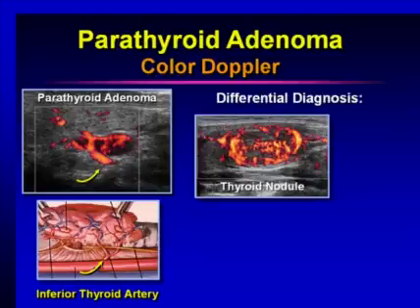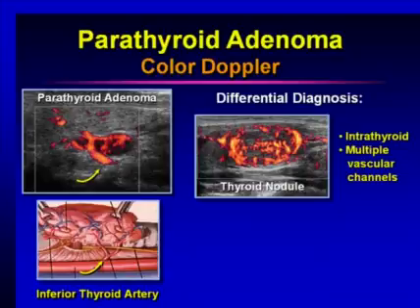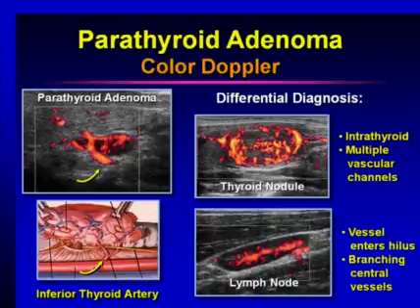It's helpful in terms of differentiating this from other types of similar masses. Thyroid nodules can be hypervascular, but they tend to have multiple vascular channels entering from multiple different locations. Lymph nodes have a single entering vessel, but it tends to be a low amount of flow and enters into the central portion of the lymph node and then branches in a regular pattern within a normal lymph node, as opposed to the parathyroid adenoma, where it enters through one of the poles.